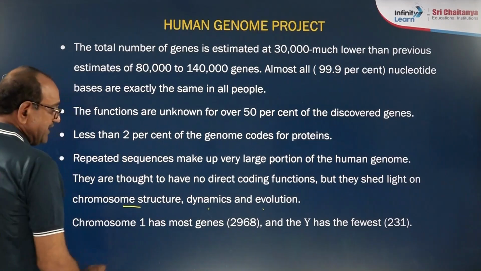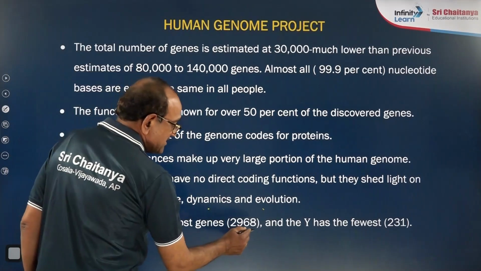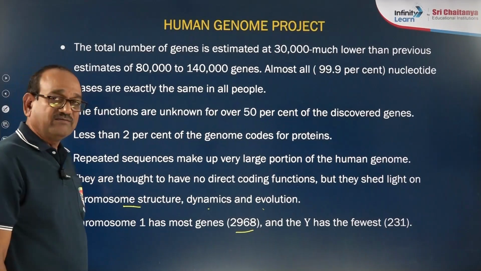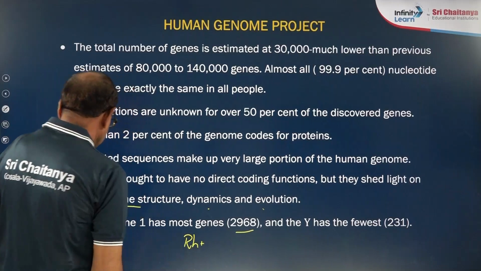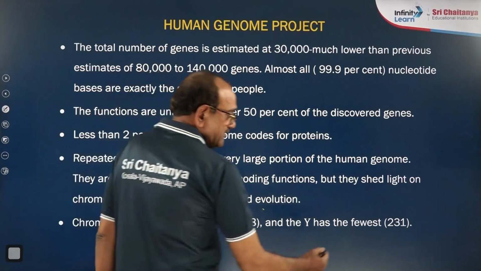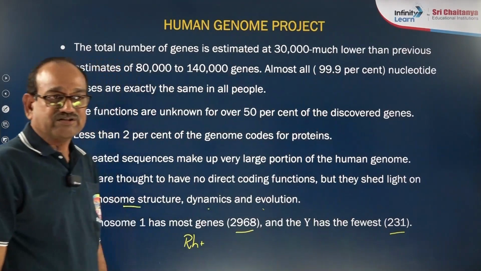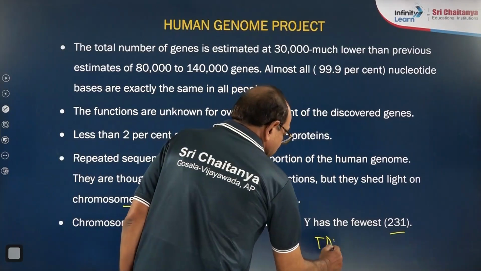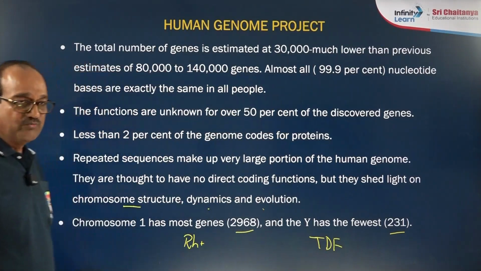Then chromosome 1 has the maximum number of genes, 2968. Of these, for example, the Rh factor genes are present on the first chromosome. The Y chromosome has very few genes, 231. For example, the testis determining factor gene is present on the Y chromosome.